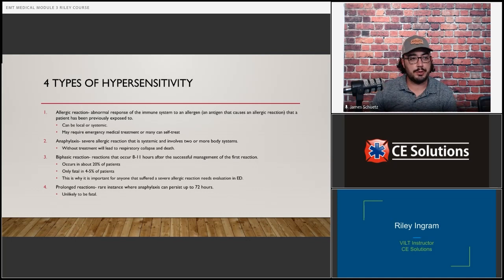Anaphylaxis is a severe allergic reaction that is systemic and involves 2 or more body systems. Without treatment, it will lead to respiratory collapse and death. We have got to treat this. We have got to fix this. It's not going to fix itself. It's not self-correctable.